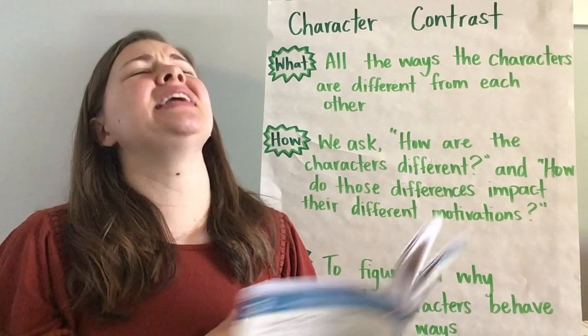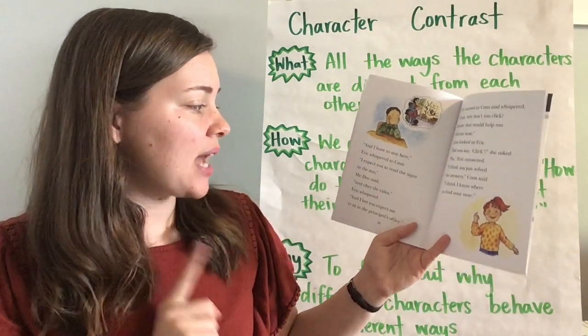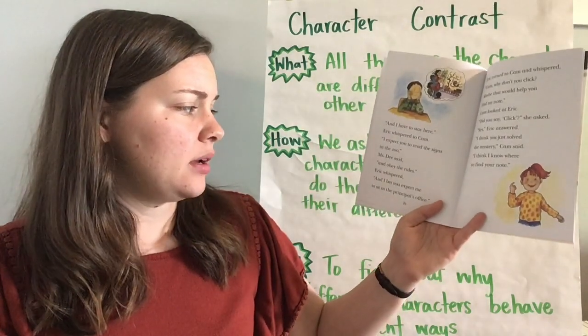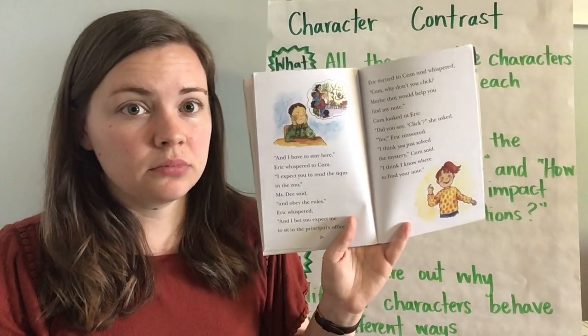"And I have to stay here," Eric whispered to Cam. "I expect you to read the signs in the zoo," Miss D said, "and obey the rules." Eric whispered, "And I bet you're expecting me to sit in the principal's office."